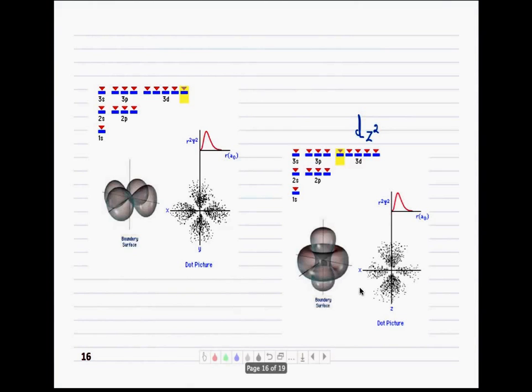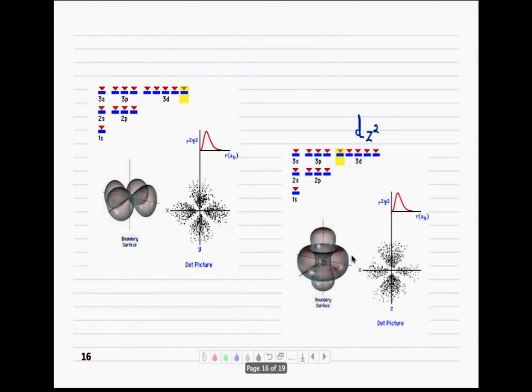Sometimes, and you're going to see that on OWL, they're going to ask you what is this orbital. Make sure that you know that all of these look alike, which is something like this, except one of them looks a little bit different, and it has two nodal planes. Okay? So in summary, let's sum up.